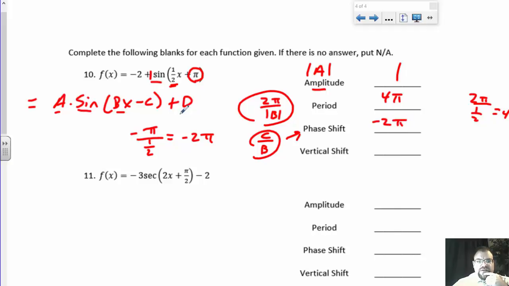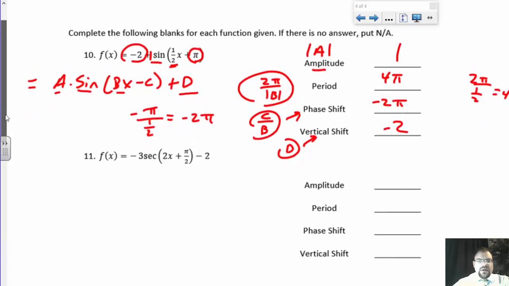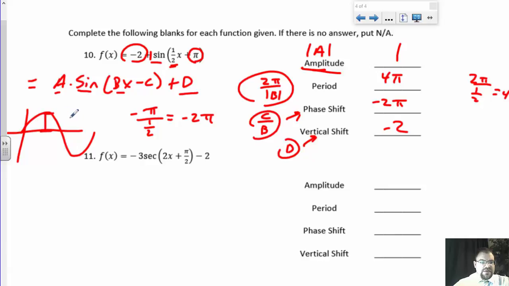Your vertical shift is just the value d right there. Just the value d for the vertical shift. It's the standalone value, which is negative 2. And that's the answer for all that stuff. Okay, amplitude. We need to talk about that really quick before I continue on. If I graph a sine wave, typically it looks something like this. This distance here from the middle to the top is called your amplitude. Okay, right here.